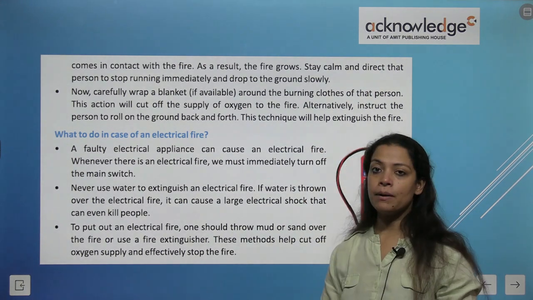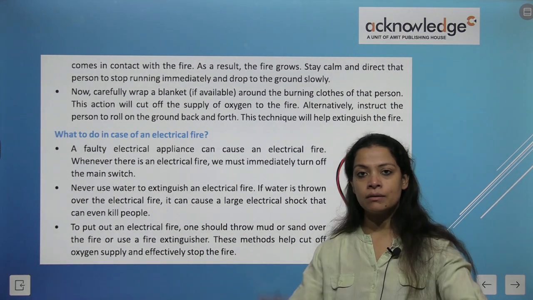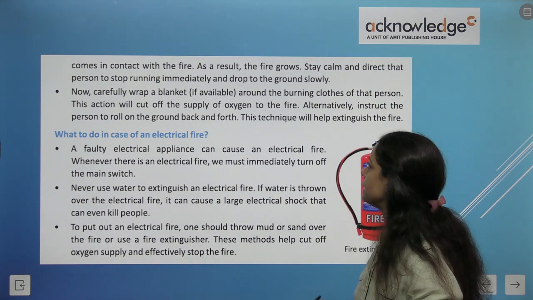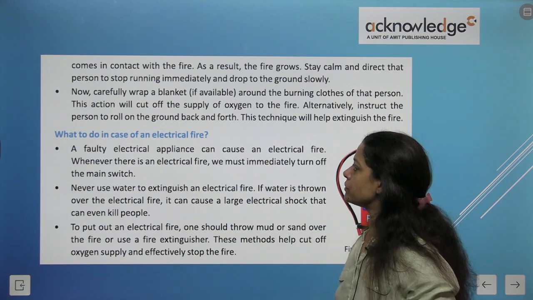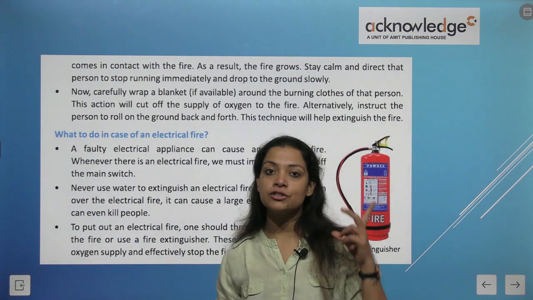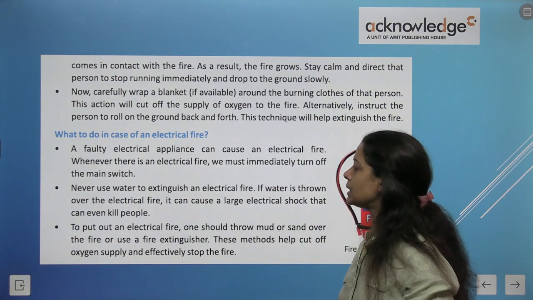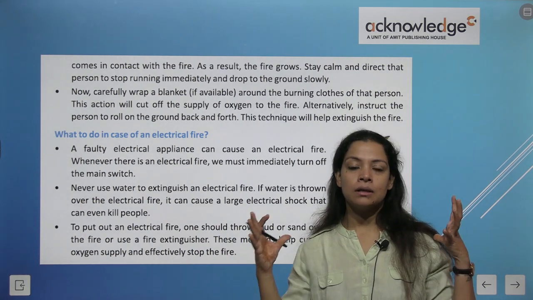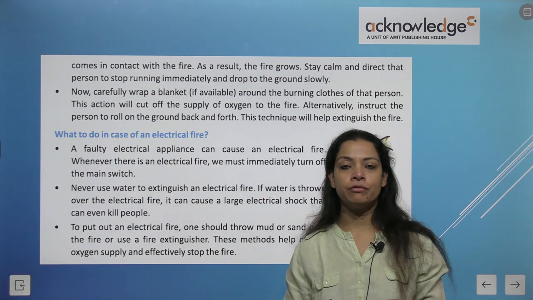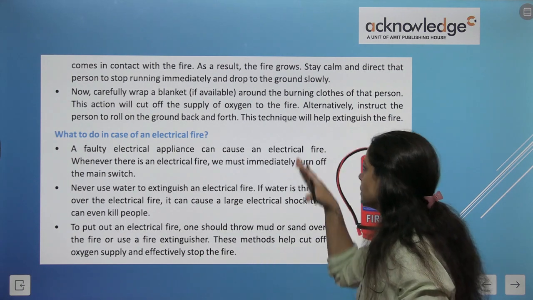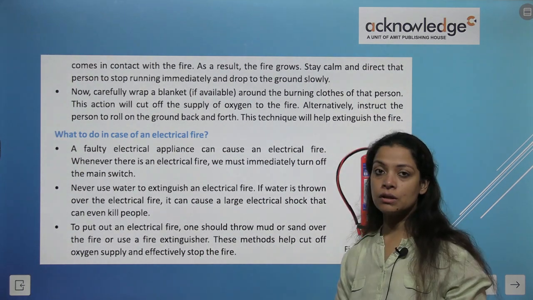Now carefully wrap a blanket. You must wrap a blanket over that burning flame, and the action will cut off the supply of oxygen to the fire. In that case, what will happen? The fire will come to a stop. So this technique will help in extinguishing the fire.